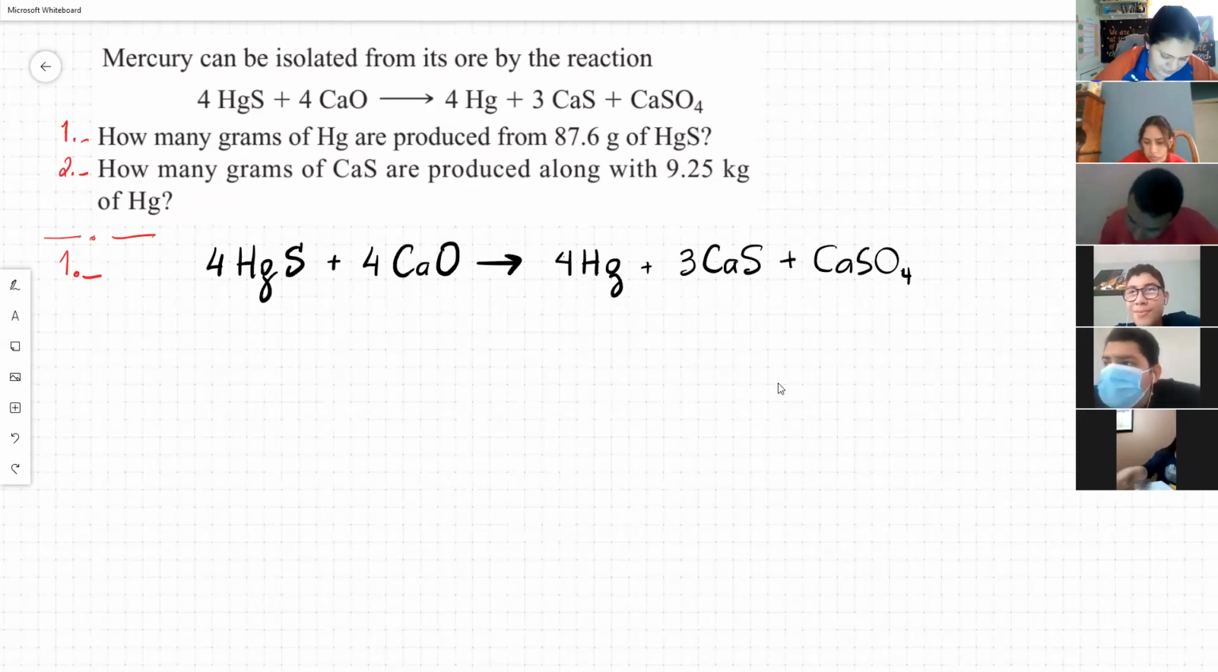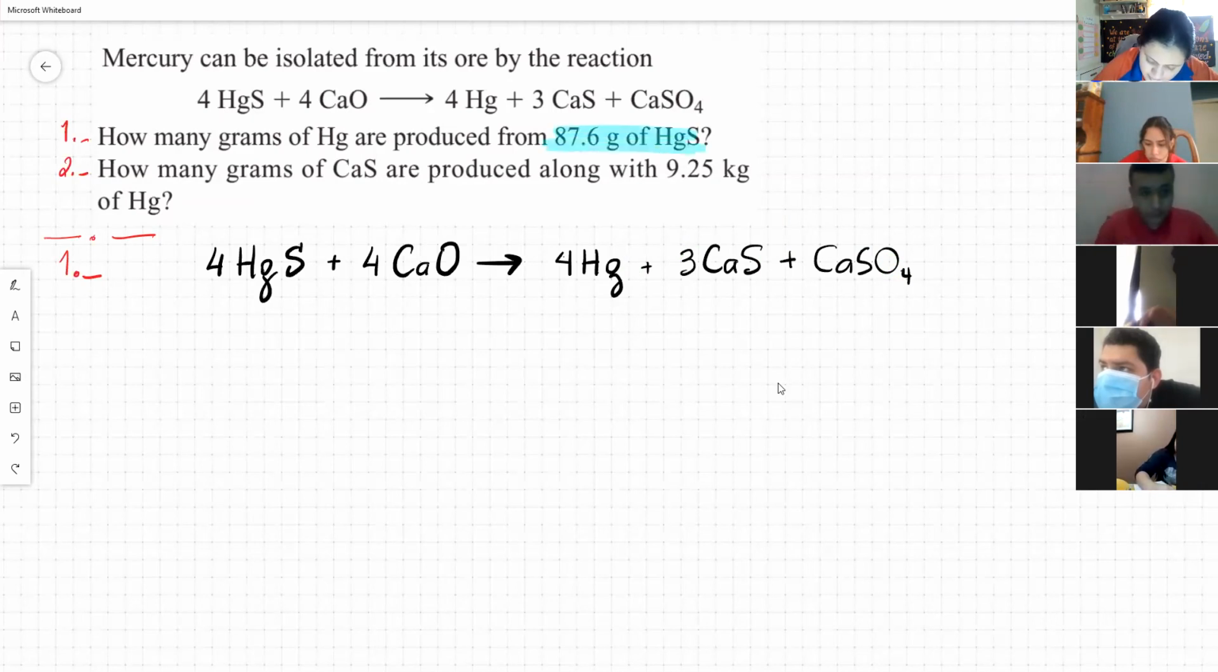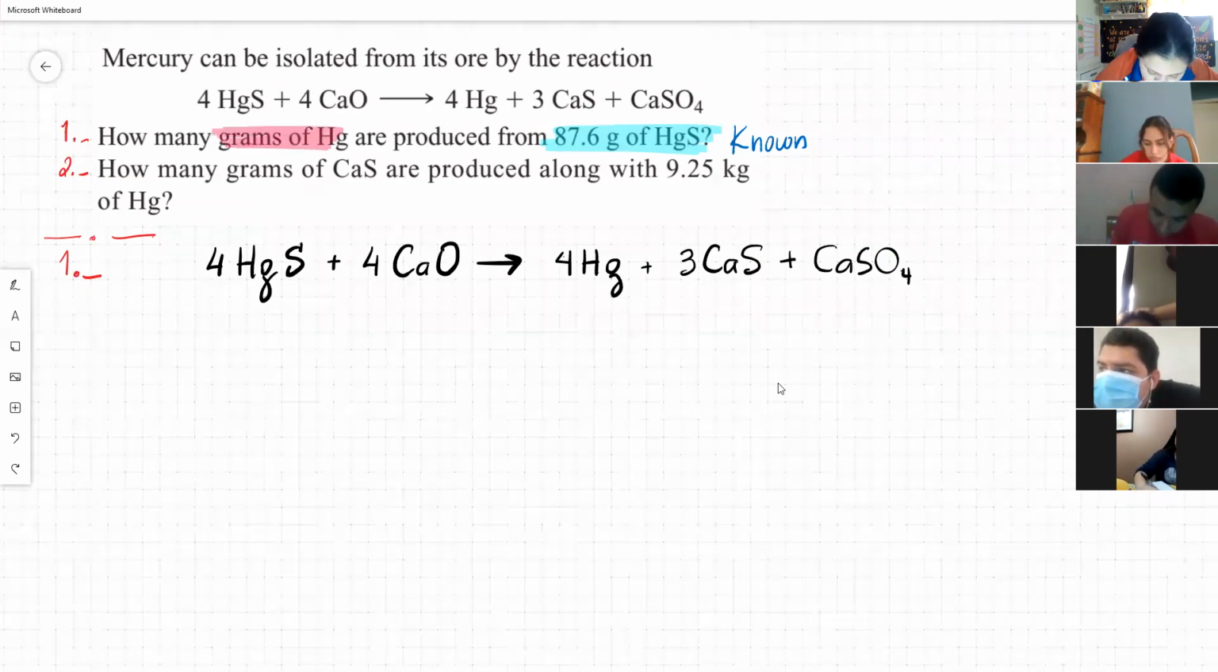So the question here is given me 86.7 grams of mercury sulfide. So this is going to be my known, okay? And my unknown is going to be what the question is asking you to find. It says how many grams of mercury. So grams of mercury is going to be your unknown. So this mercury alone is going to be your unknown.